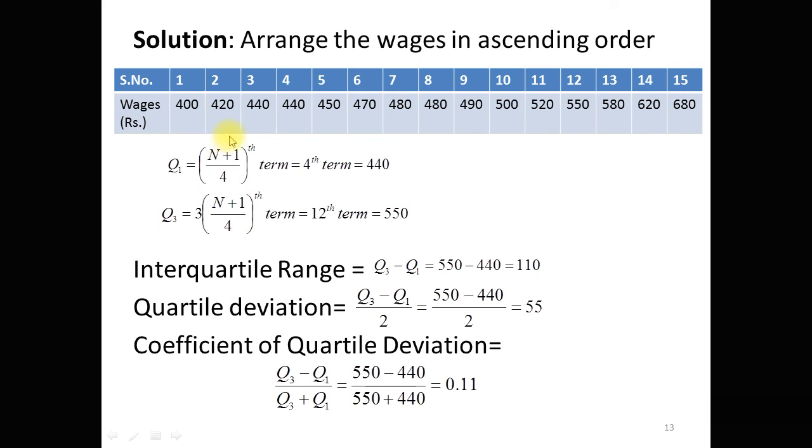So if this result is a whole number, like you see over here, the fourth term, at the fourth term we obtain Q1 in this example. And similarly for the third quartile, we use this expression, 3 into n plus 1 divided by 4. The total observations in this data is 15. So 15 plus 1, 16, 16 divided by 4, 4, and 4 multiplied by 3 is equal to 12. So this is the position formula in case of ungrouped data.